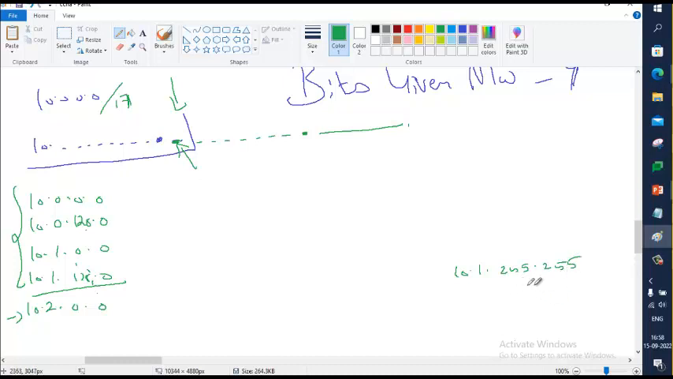See, an easy way to check whether it is right or wrong is if I add one bit to this, I should get this one. Will I get it? Yes. So you got the first four. Now we are going to the last four.